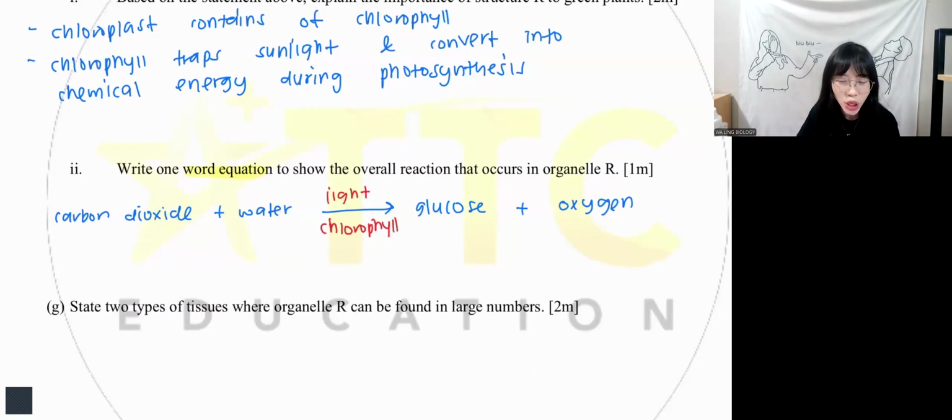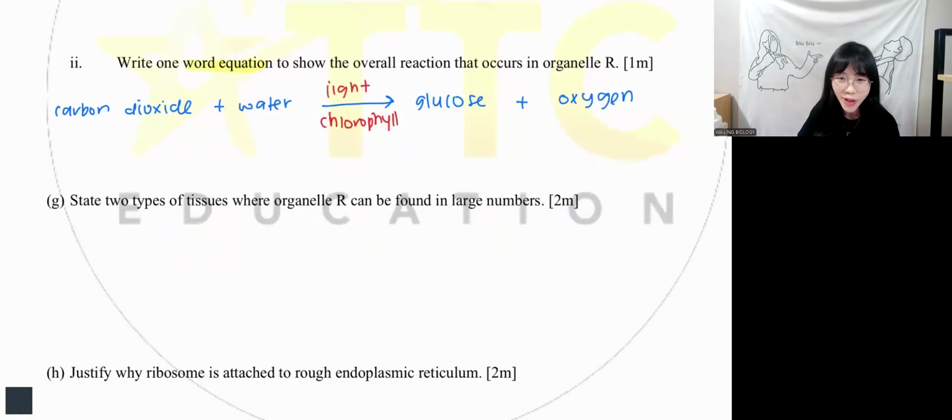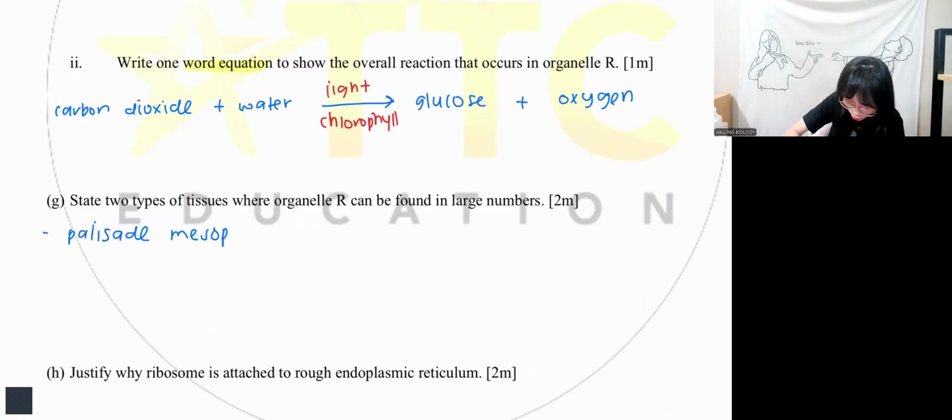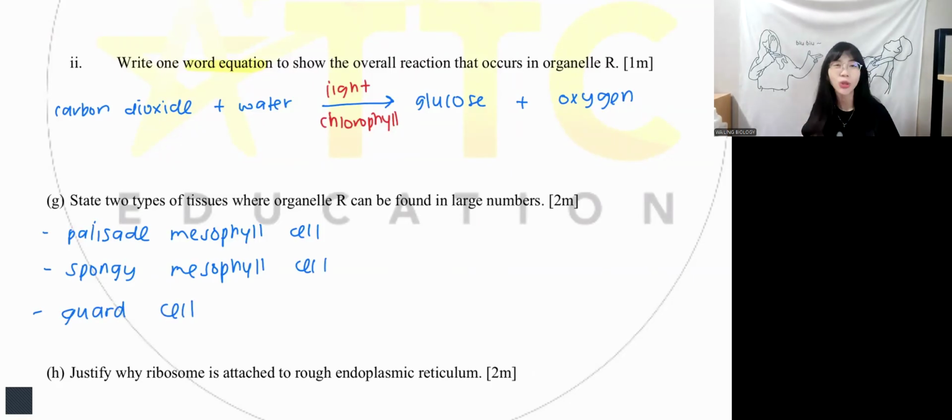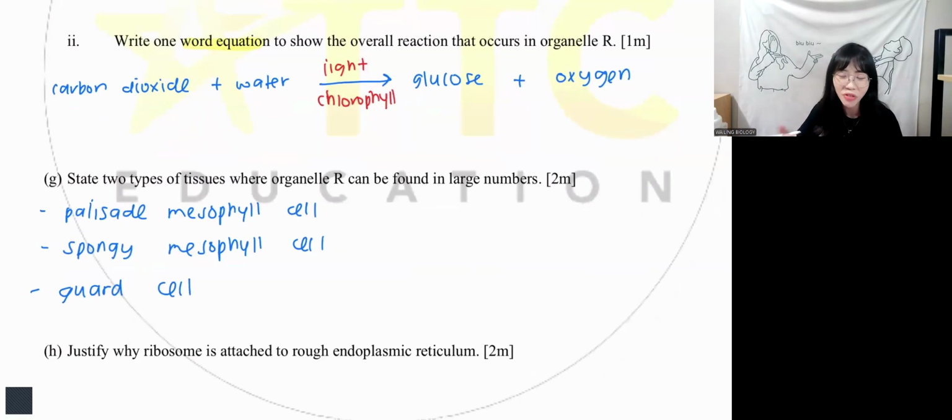Okay, next. State 2 types of tissue where organelle R can be found in large number. Organelle R is chloroplast. Chloroplast can be found abundantly in which cell? Very good. Okay, we have palisade mesophyll cell. The first choice that you have to write is always palisade mesophyll cell. Okay, second, we can have two more, which is spongy mesophyll cell. Very good. Spongy mesophyll cell. Or you can write guard cell. Even though spongy mesophyll cell and guard cell don't have a lot of it, we can still write them because we have no other answer to write already.